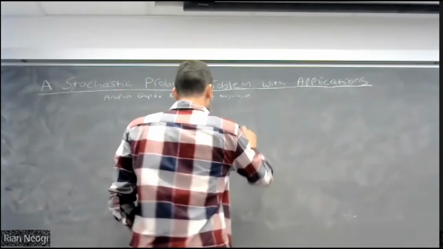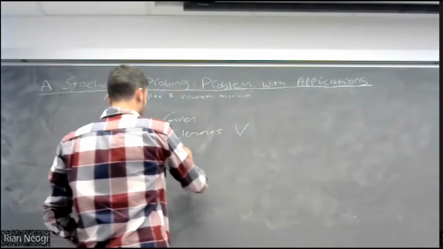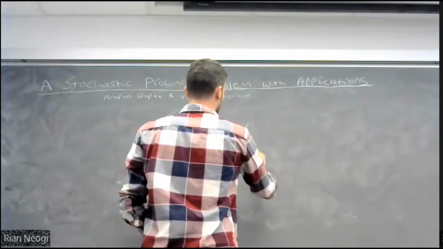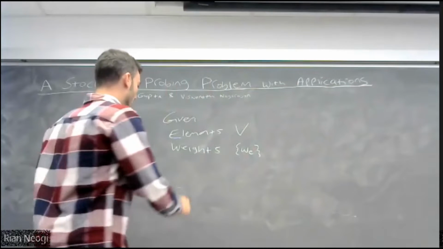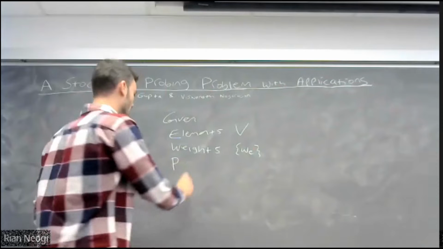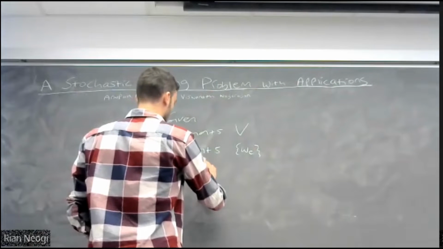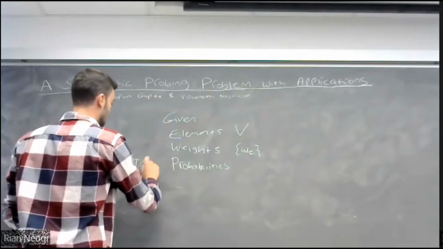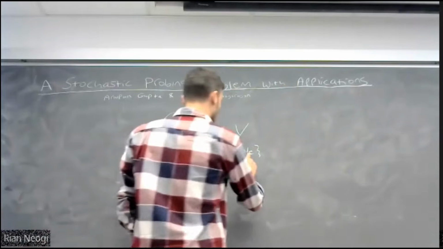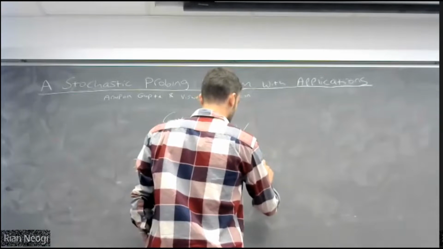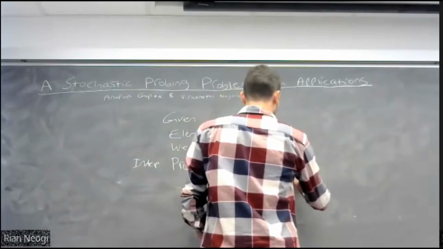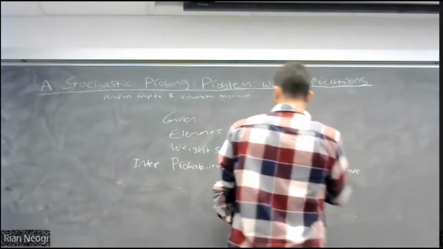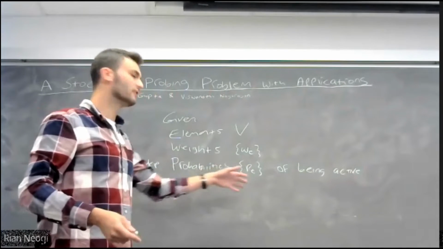I do that. Given a set of elements V, and we're given weights on these elements. We'll say W sub E for each element E. And then we're also given, so this is the stochastic part, we're given probabilities, and I should say independent of each other, independent probabilities P sub E for each element of being active. So every element has some weight, let's say non-negative, and it has some probability of being active.